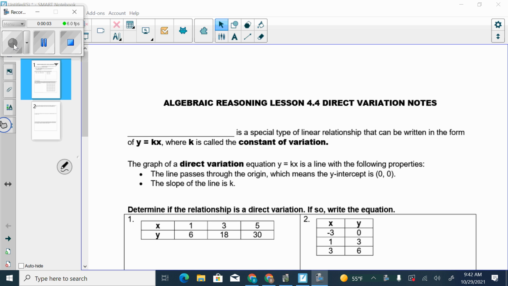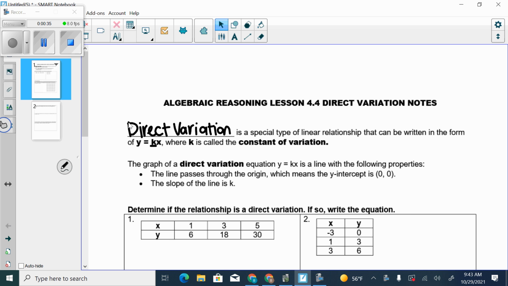Okay, for our next lesson, we are going to be talking about direct variation. So this first blank is direct variation. It is a special type of linear relationship that can be written in the form of y equals k times x. Remember, k is also often referred to as m, where k is your constant of variation.